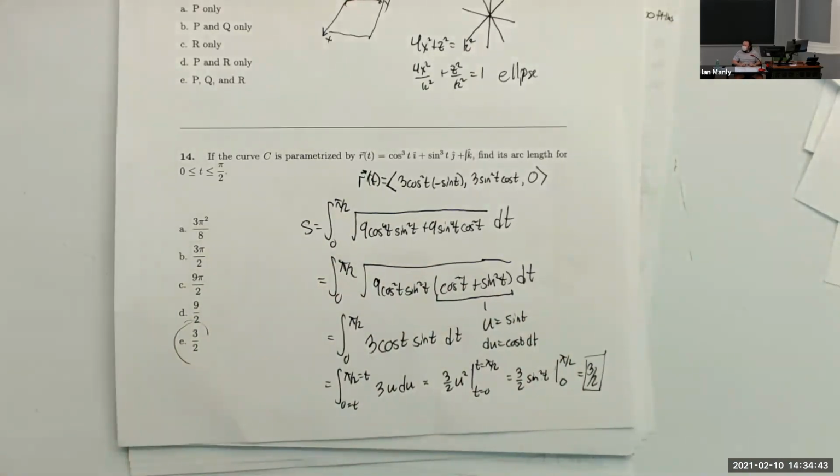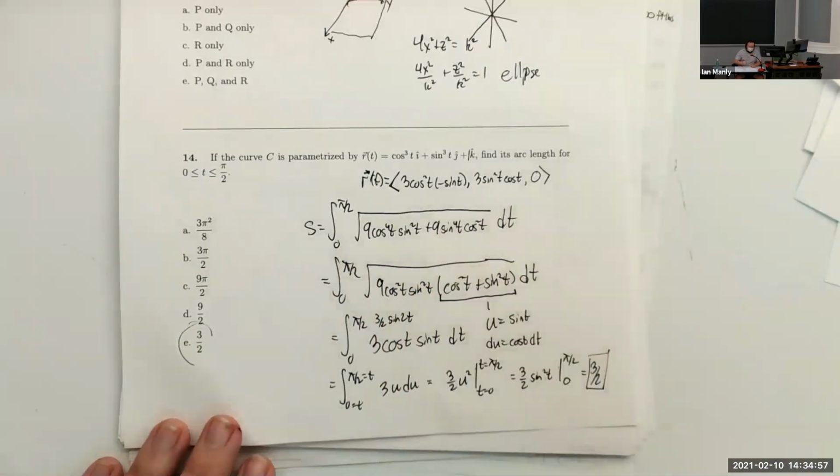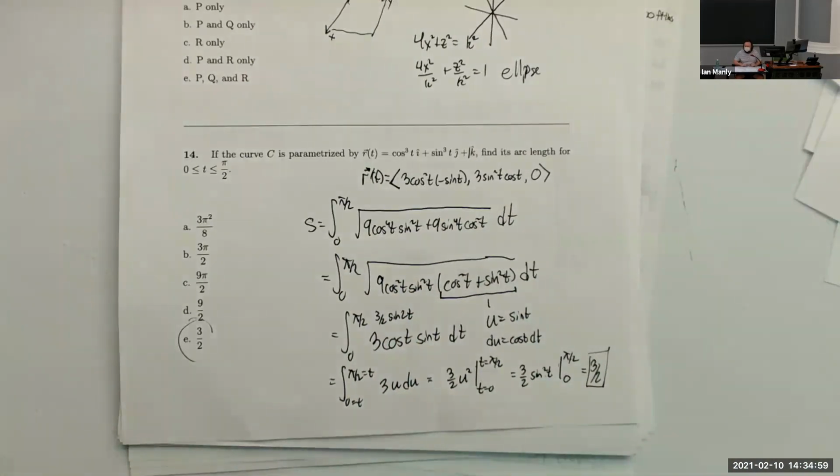I think someone in the chat says you could use double angle for this. And that's absolutely true. So this right here, we can modify using the double angle formula. This is going to be 3/2 sine of 2t. So we also could have integrated it that way as well, if we wanted to.